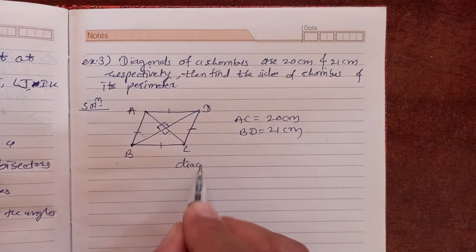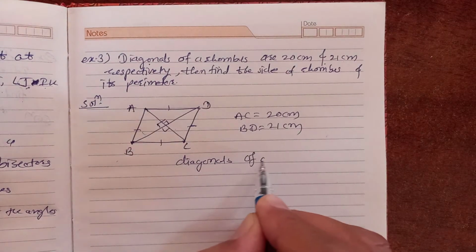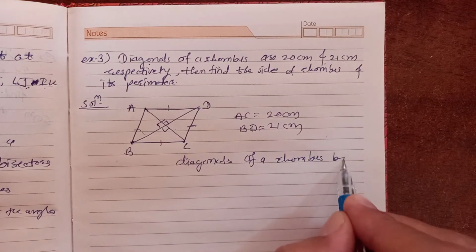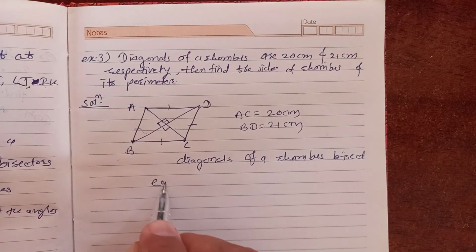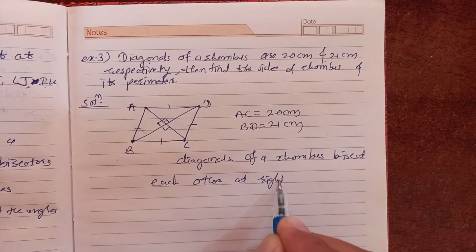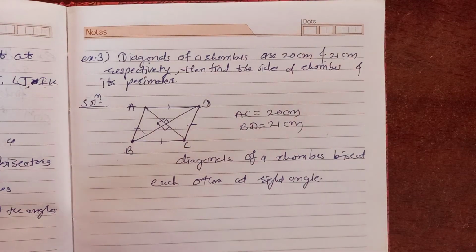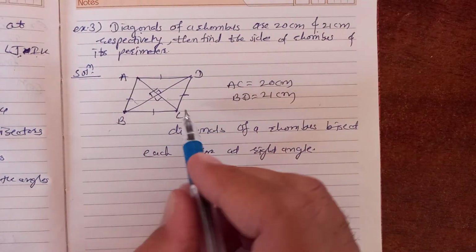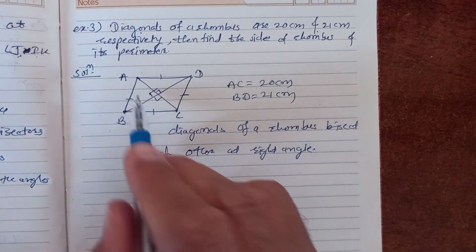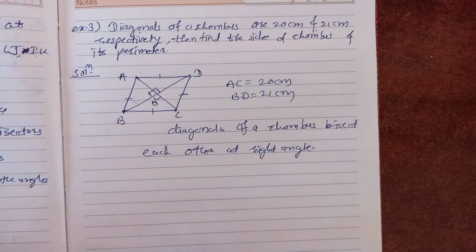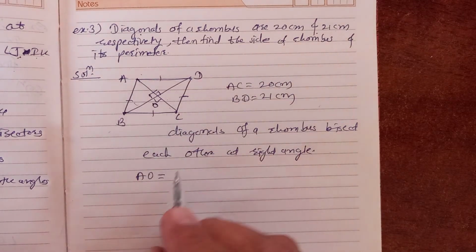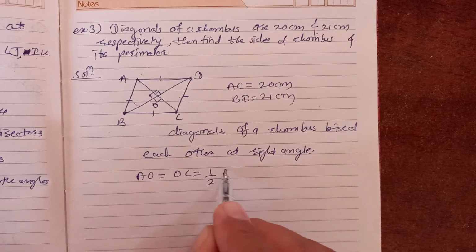Here you have to write: diagonals of a rhombus bisect each other at right angle, or you can say perpendicular bisector. So suppose you have to find any one side. Now this is AC, and here suppose the point is O. So here we can say AO is equal to OC is equal to 1/2 AC.